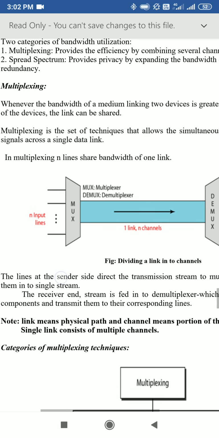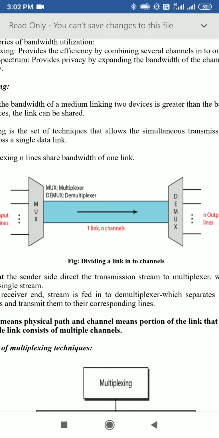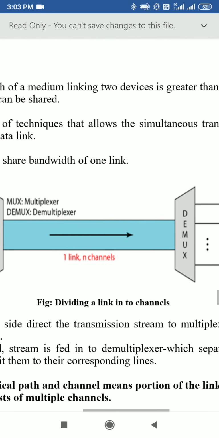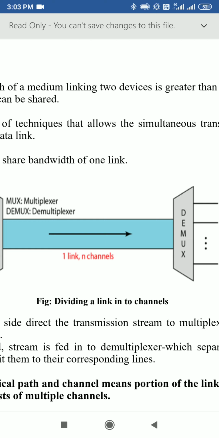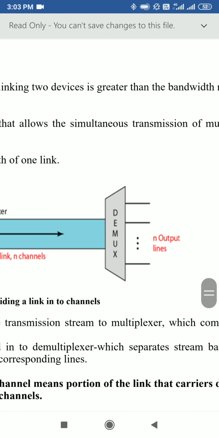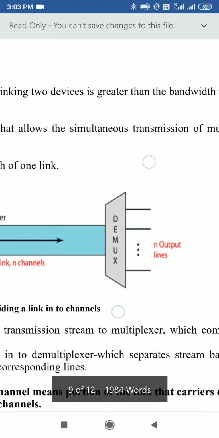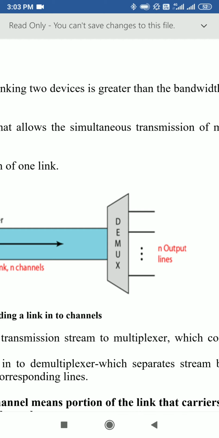At the sender side, we can see n input lines. These n input lines carry input streams. Those are input to the device called the multiplexer. The multiplexer will combine all the input streams and make it a single stream of data, and then it will pass it through the link or transmission medium. Then at the receiver end, before the receiver receives the data, it is input to the demultiplexer, where the demultiplexer decomposes the combined stream of data into various streams and transmits them over the respective output lines.